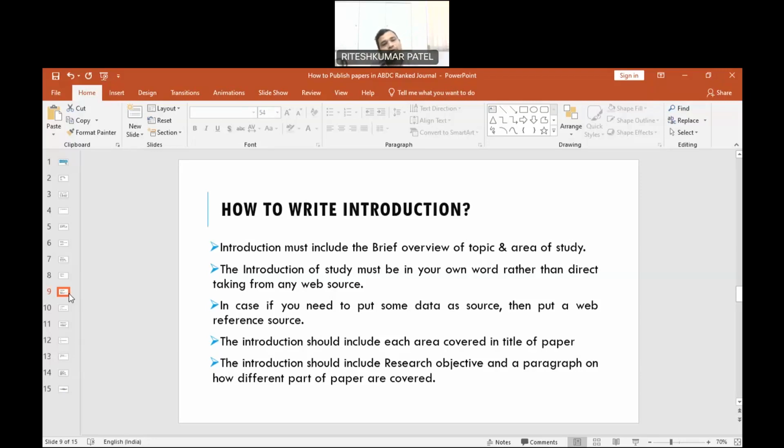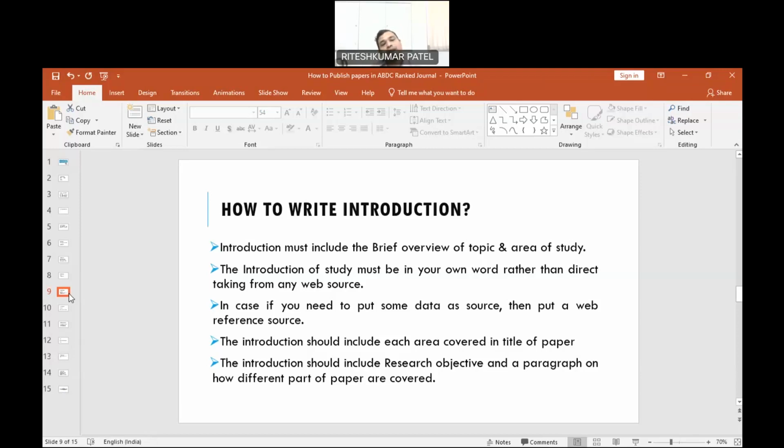So whatever topic you are covering, you need to cover the introduction of that in a very good manner, because then only your paper will stand with a certain quality when you apply it. The introduction should also include the research objective and a paragraph on how different parts of the paper are covered. So there should be two separate paragraphs for that. One paragraph should include the research objective, or you can say what point you want to explore, and second, a paragraph on how the paper is covered.